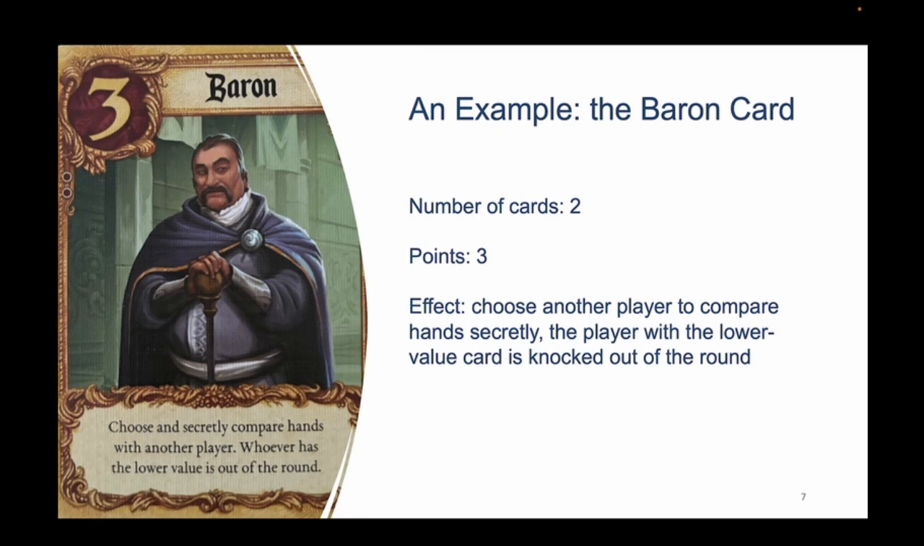Take the Baron card as an example. There are two Baron cards in the deck. Each Baron card is worth 3 points, indicated here. And what is the effect of the Baron card? When a player plays the Baron card, the player chooses another player to compare hands secretly, and whoever has a lower value card will be eliminated from the round of play.